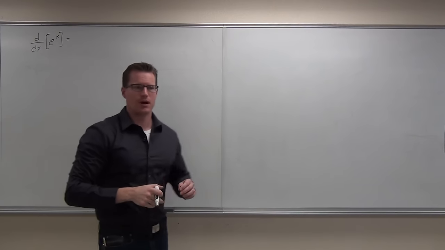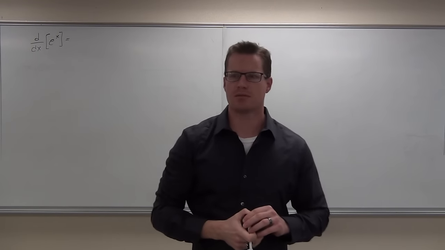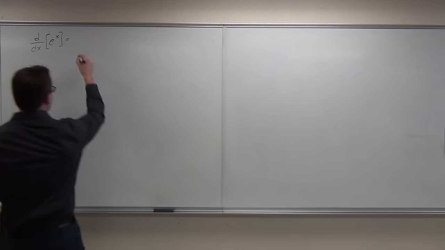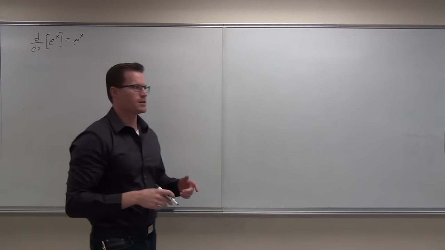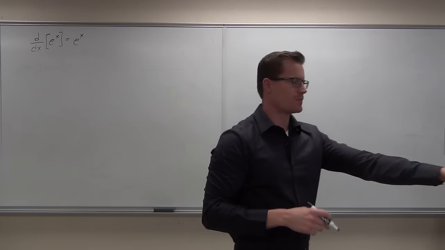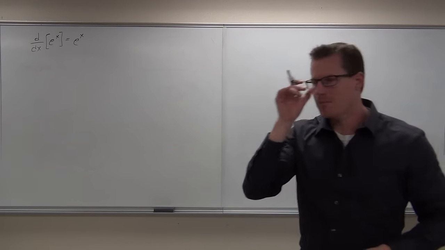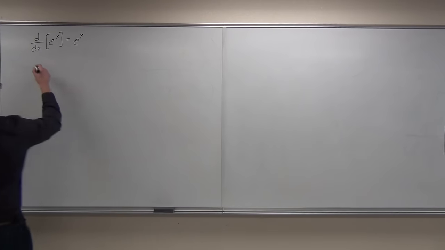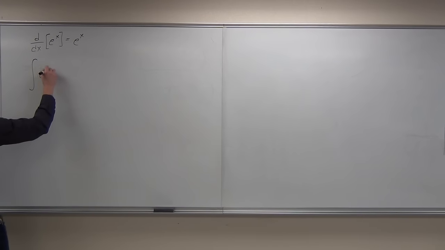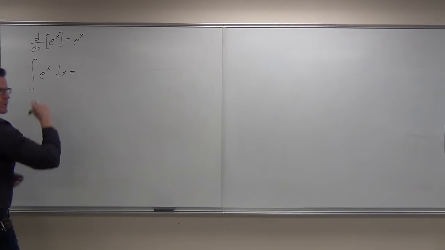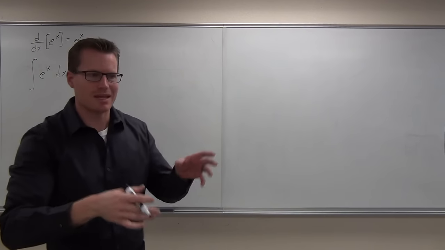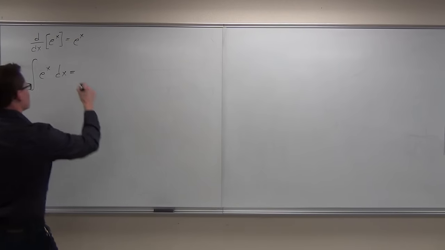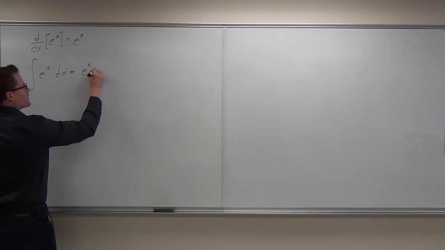what is the derivative of e to the x? Yeah, it was like the easiest one ever. Well, if the derivative of e to the x is e to the x, then the integral of e to the x is what? It's e to the x. If the derivative is e to the x, the integral of e to the x is e to the x. And of course, we do have to have the plus c.